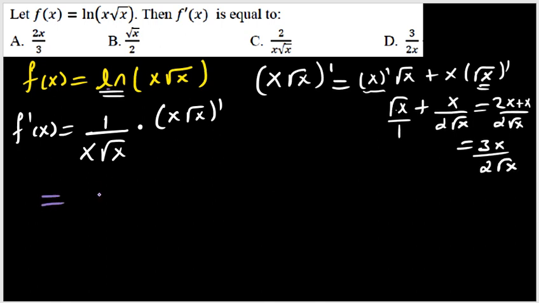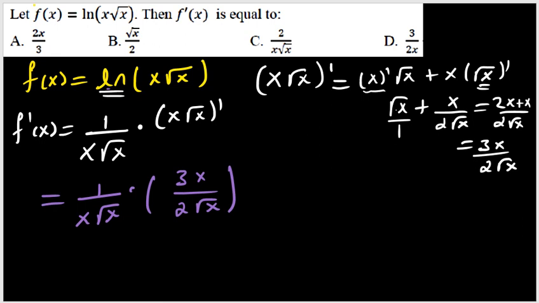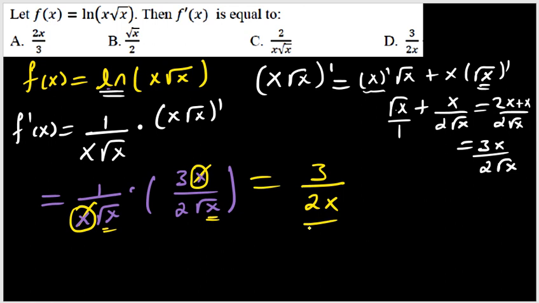So the derivative will be now 1 over x radical x times, what do I have here? 3x over 2 radical x. Then we can simplify this x with this x because it's multiplication. So upper we have left only 3, lower root x times root x will be just x, so 2x will remain in the denominator, so the answer will be D.